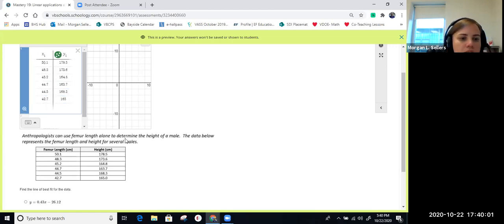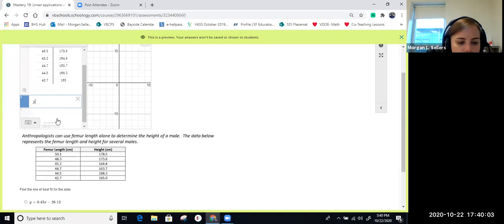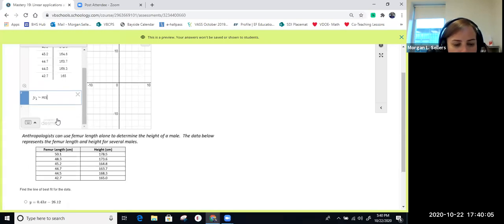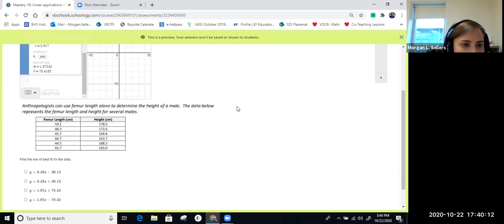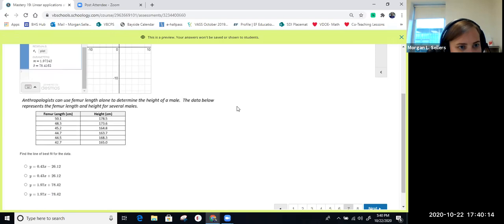Okay, so now again, y1 squiggly mx1 plus b. We're going to scroll down to slope. All right, so the line of best fit is going to be y equals 1.97, because we can't round the 7 up, so 1.97x plus 78.42. So that is going to be our line of best fit.